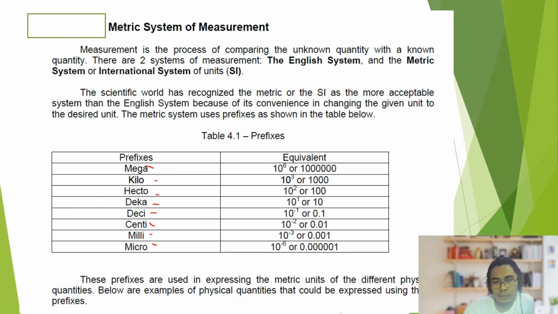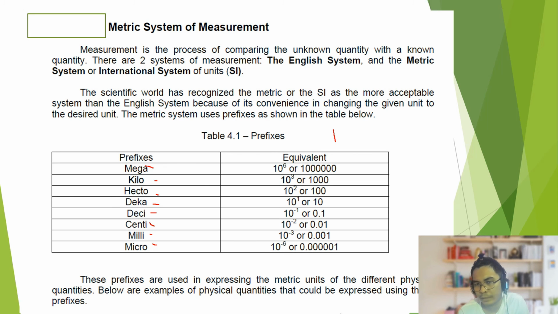For example, kilo means 10 raised to 3. Mega, that's 10 raised to 6. Kilo, 10 raised to 3. Hecto, 10 raised to 2. Deca, that's 10 raised to 1. Deci, 10 raised to negative 1. Centi, that's 10 raised to negative 2. Milli, that's 10 raised to negative 3. Micro, that's 10 raised to negative 6. Take note, if you will try to plug this into the calculator.